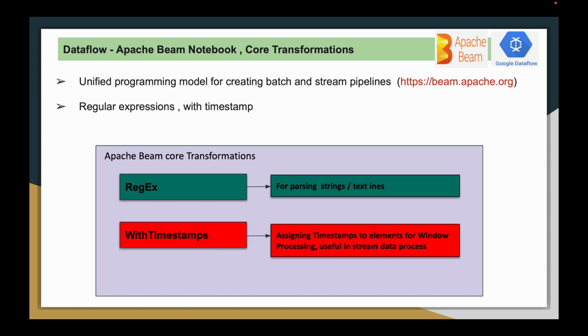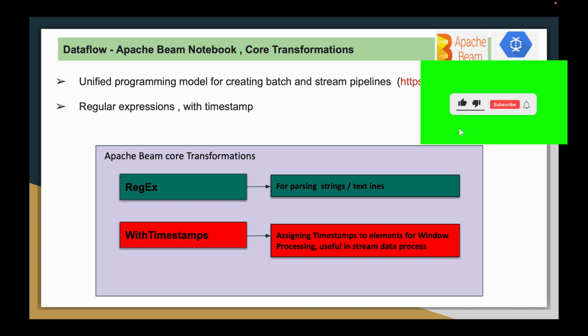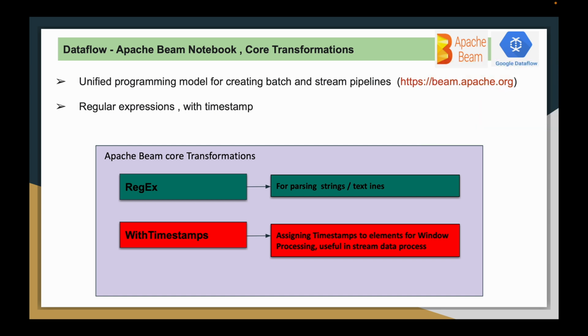The second is with timestamp. Whenever you're working with streaming data, because Apache Beam supports creating both batch and stream pipelines, stream data means continuously coming data. In order to apply Apache Beam grouping, combine or other transformations on top of stream data, we have to logically divide the data based on time. We call it a window in Apache Beam.